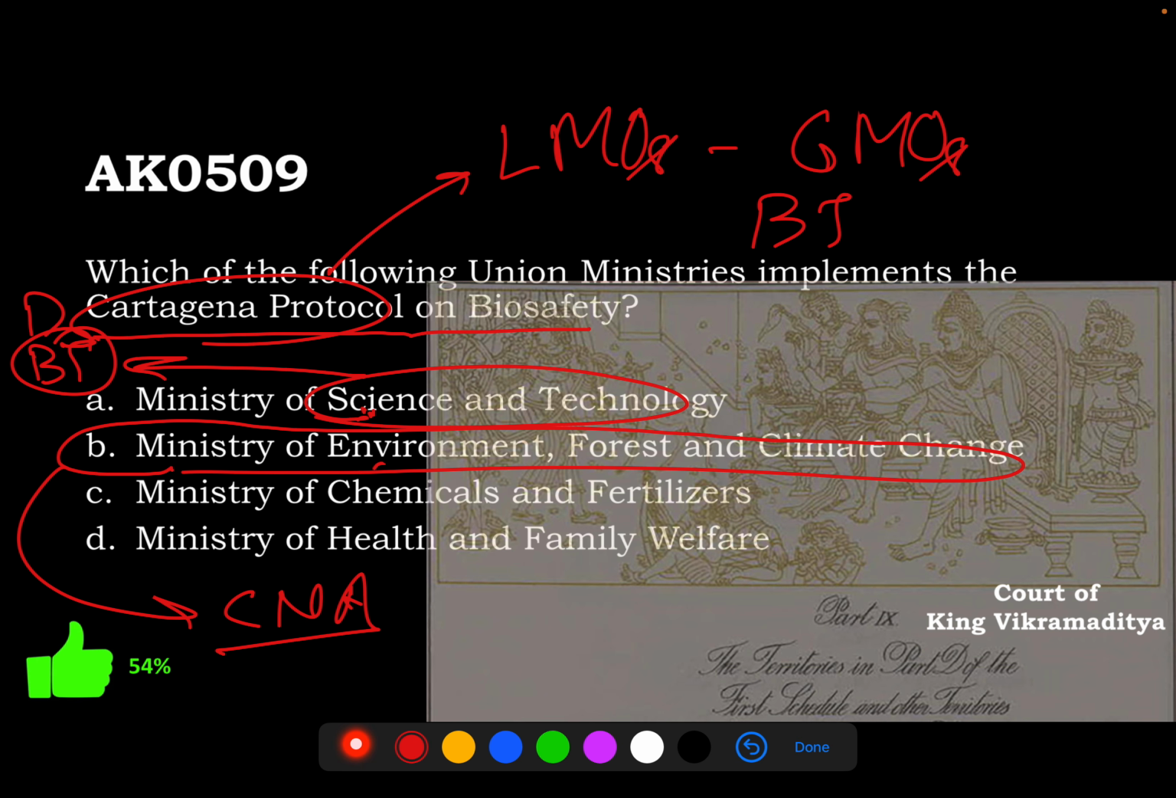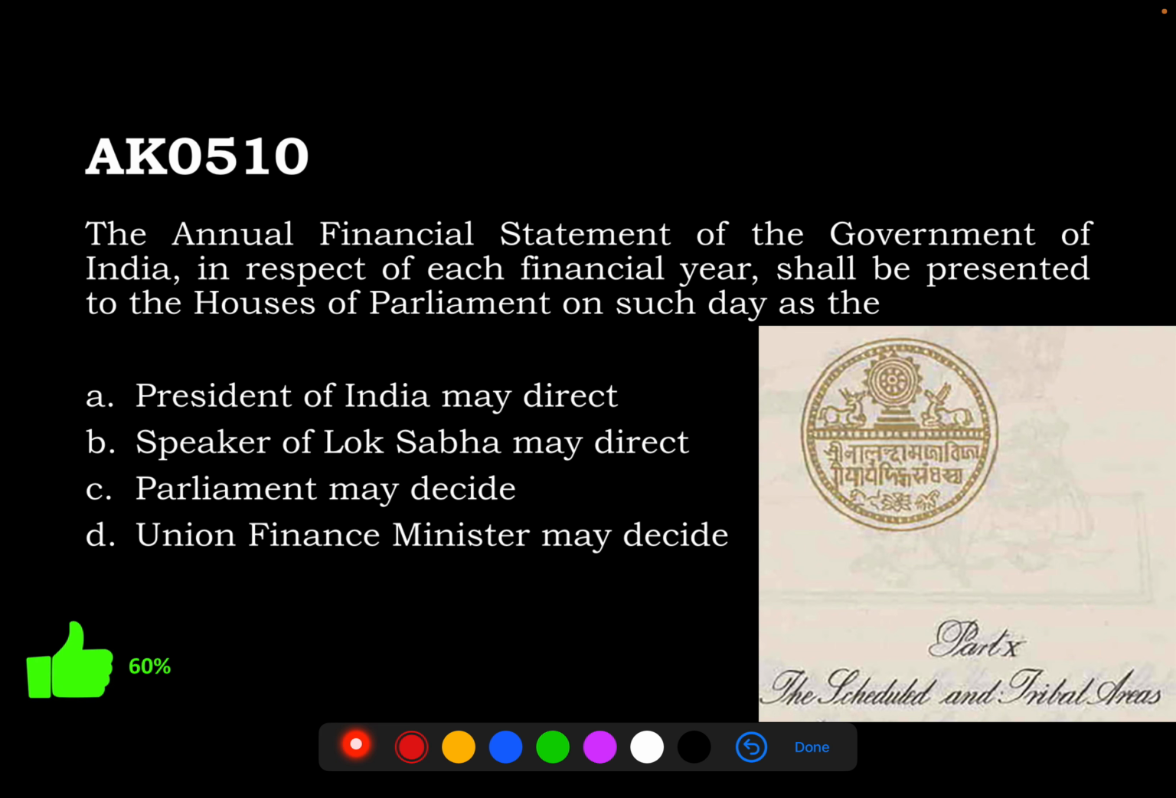Also, the various other protocols which are more directly related to our environment, like Montreal Protocol, Nagoya Protocol, Kyoto, Paris Agreement, all these are managed by MOEFCC, which is a more logical thing, obviously. So the last question for this video is regarding annual financial statement of the Government of India shall be presented to the Houses of Parliament on such day as the President or the Speaker or the Parliament or the Union Finance Minister may decide. Straightforward question.